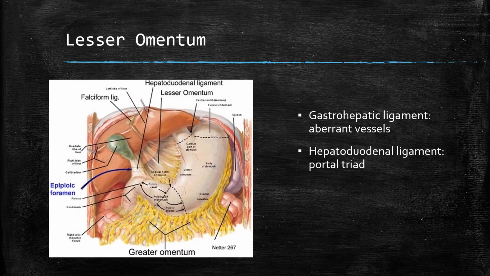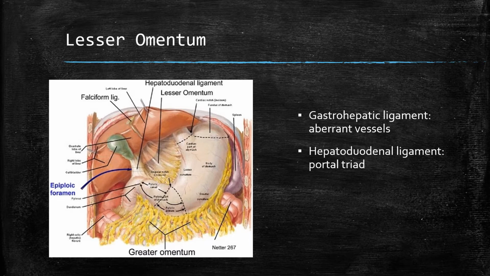The lesser omentum encloses a space we call the lesser sac. The lesser sac, in turn, is in communication with the larger peritoneal cavity through the epiploic foramen. The lesser omentum is made up of two separate ligaments. The gastrohepatic ligament is a very flimsy layer which connects the lesser curvature of the stomach to the undersurface of the liver. The importance of this ligament to us as surgeons is that it is through this ligament that aberrant vessels to the left lobe of the liver run.